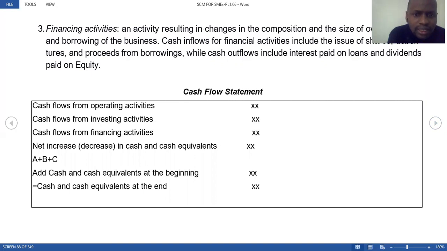So when you're calculating the cash flow statement, we have the cash flow from operating activities, the cash flow from investing activities, and the cash flow from financing activities. Once you get that, you get the net increase or decrease in cash and cash equivalents. You add the cash and cash equivalents at the beginning, then you get cash and cash equivalents at the end.